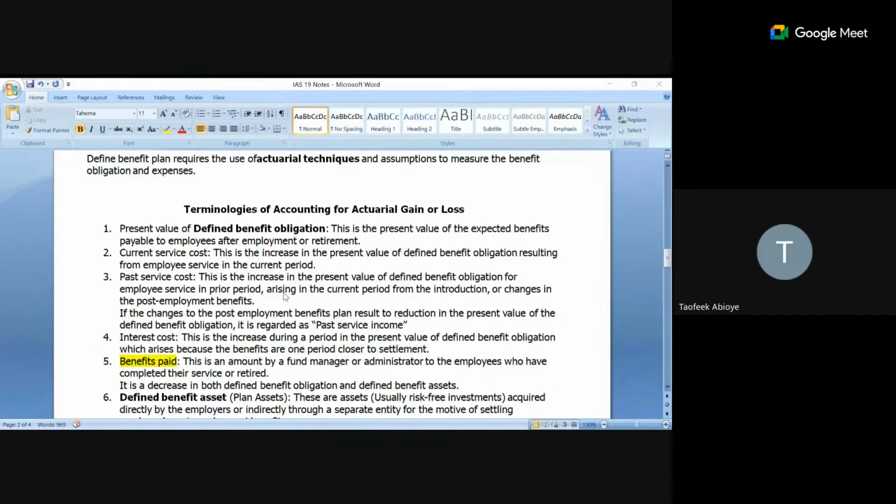So when you have an obligation that you incur in the future, you must discount it to present value. And that takes us to number one. Present value of defined benefit obligation. That obligation, you must discount it to present value. So when you want to recognize it in your financial, it must be present value.